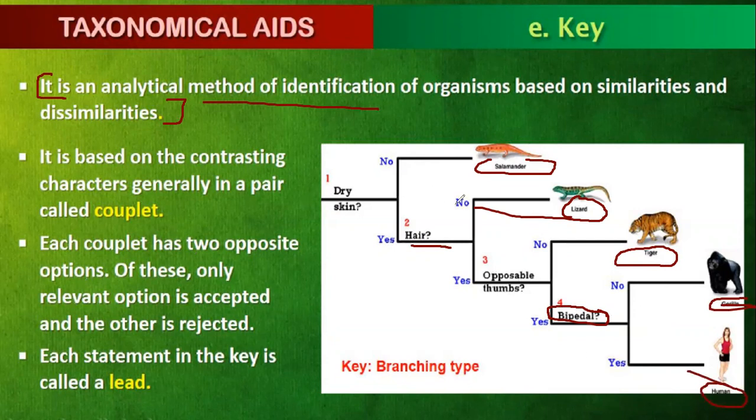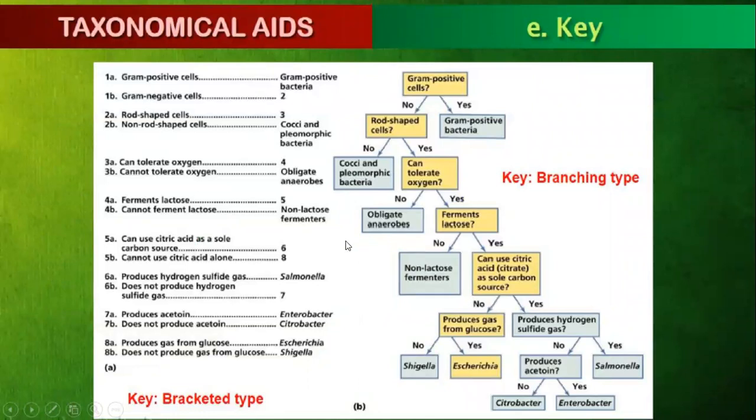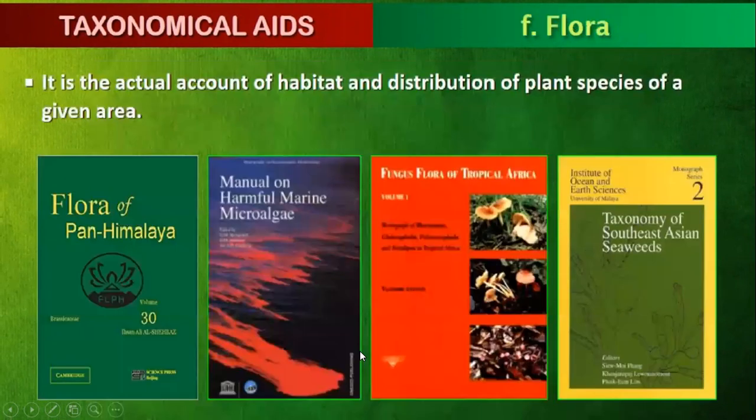Like this, a key has two contrasting characters, and that is what is said to be a couplet. Each couplet has two opposite options. Only one relevant option is accepted while the other is rejected. Each statement in a key is called a lead. All these are examples of keys: bracketed type, branching type.